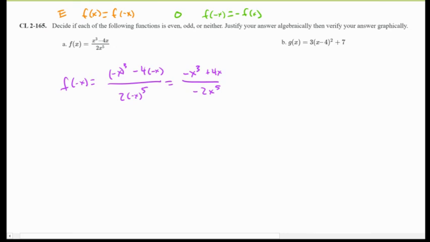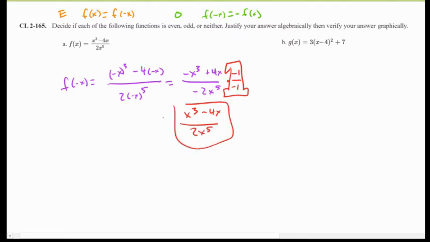Now, with this one here, I got to double check to see if this is the same as the original, which in this case, it doesn't look like it exactly to start, but I need to check the negative version of it by using my kind of giant 1 principle here. And that'll give me, if I distribute that, x cubed minus 4x over positive 2x to the power 5. And we can see that this is exactly the same as our original. So we'll call this function even.